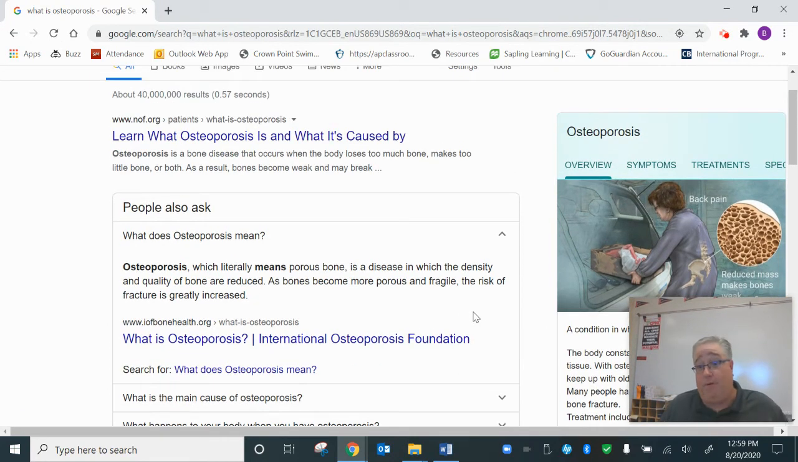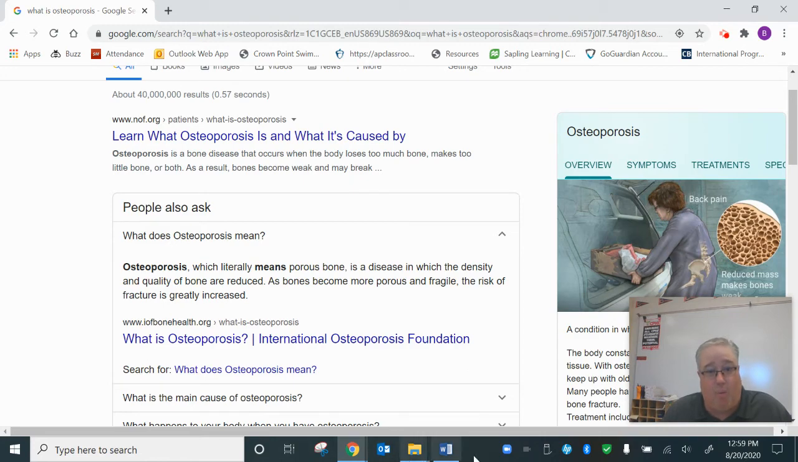Basically, if you have osteoporosis, your bone is becoming very brittle, maybe because there are these holes in it. I'm not a master of osteoporosis or anything. I'm not all knowledgeable about it, but if I know the roots, it gives me a pretty good idea of what that term means.